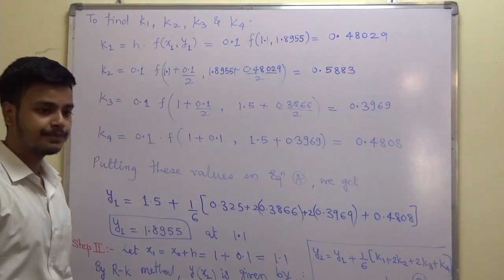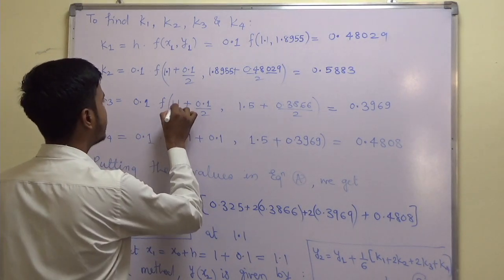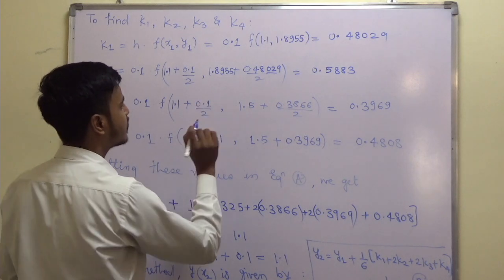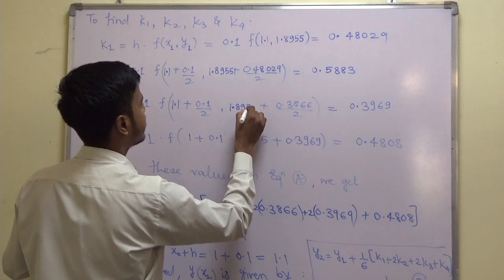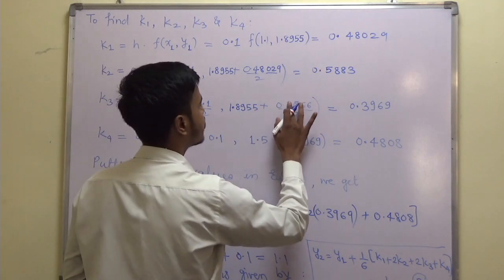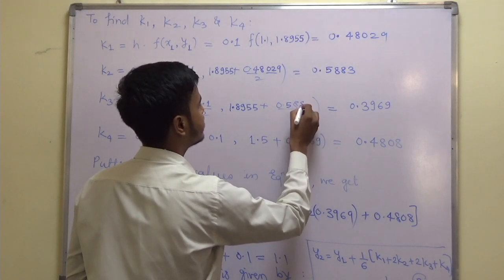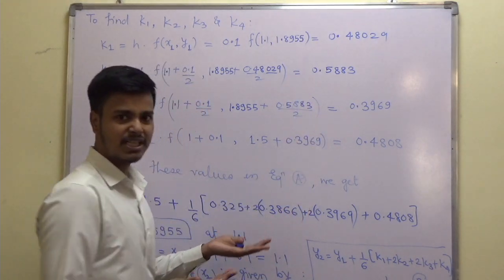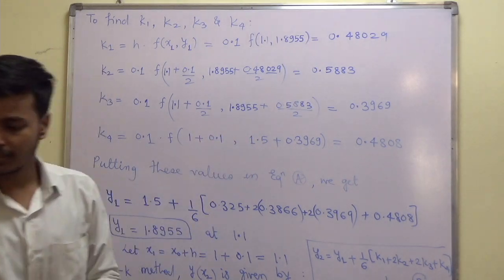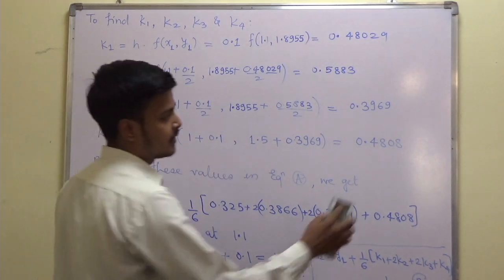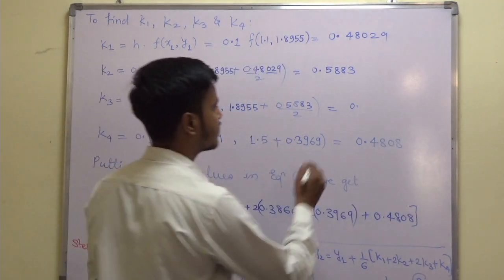Now likewise you can find k3. What is k3? It is h into f of x1 plus h by 2, comma, y1 plus k2 by 2, that is 1.8955 plus 0.5883 by 2. It is just a repetition of what we have done, with different values. Nothing new in this. So this comes out to be 0.6117.